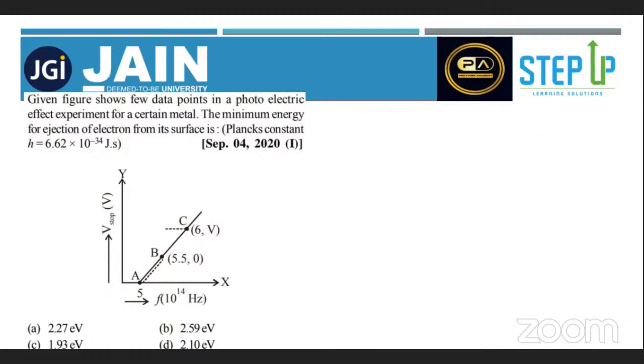It's the slope between V stopping potential and frequency, to find out the minimum energy for ejection of electron. Minimum energy, they say, or they say your work function. Basically, they're talking about the same stuff.